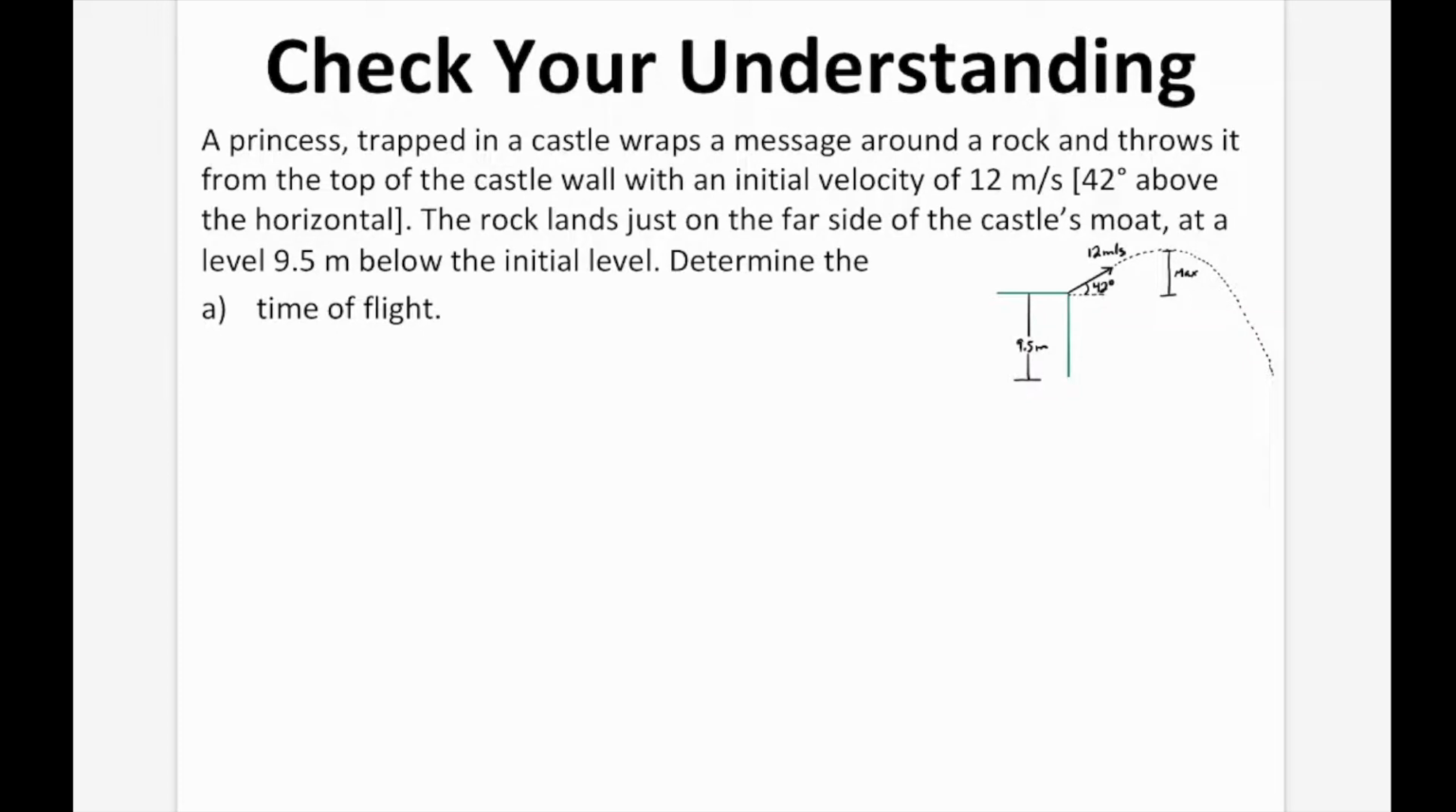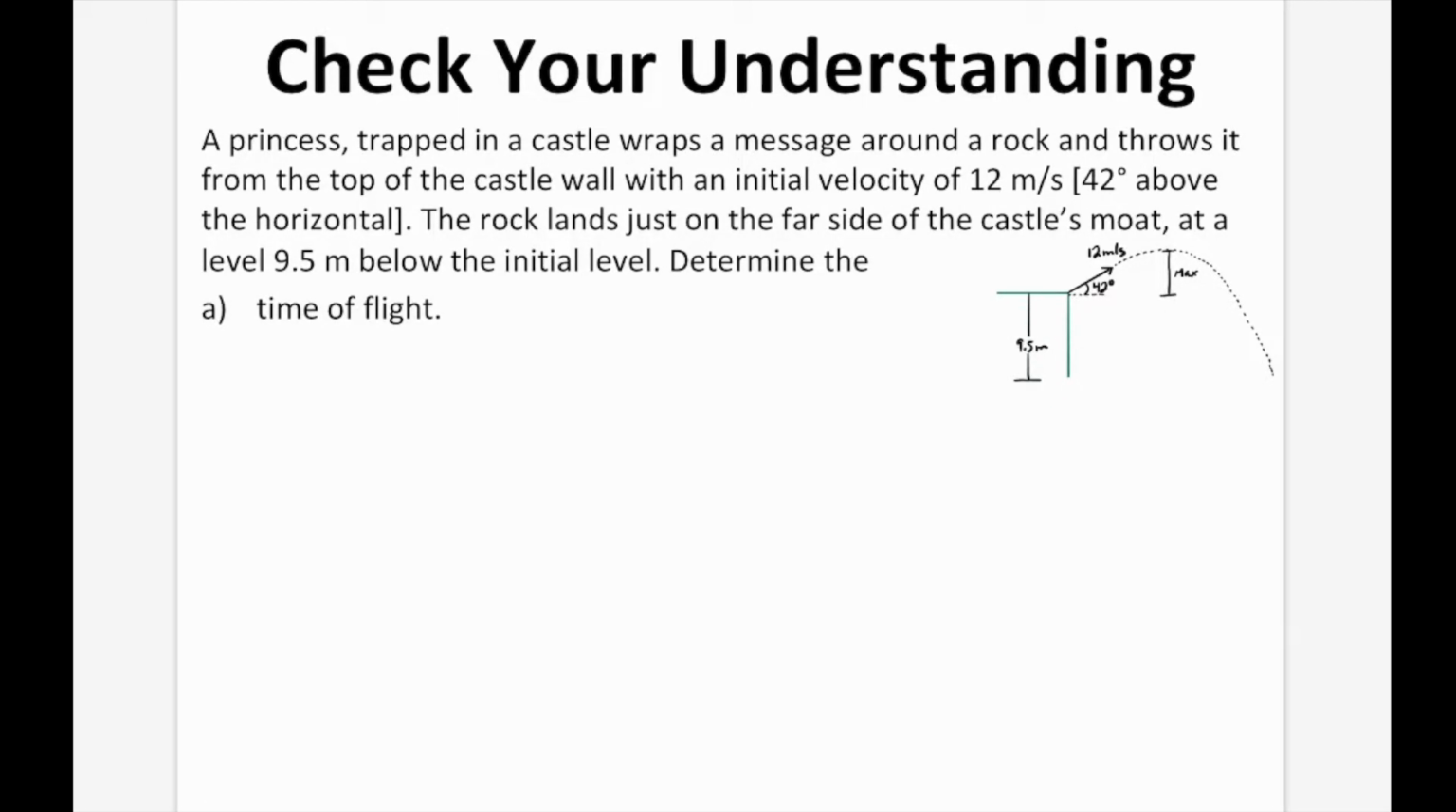Check your understanding. A princess trapped in a castle wraps a message around a rock and throws it from the top of the castle wall with an initial velocity of 12 meters per second, 42 degrees above the horizontal. The rock lands just on the far side of the castle's moat at a level 9.5 meters below the initial level. Determine the time of flight. So you're going to notice this question is almost exactly the same as the previous question. So we're going to work through it in the same way.